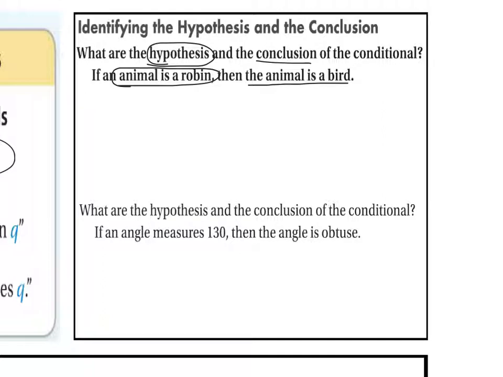The second one: what are the hypothesis and conclusion of this conditional? If an angle measures 130 degrees, then the angle is obtuse. Again, I'm going to circle the hypothesis and underline the conclusion. The hypothesis here is that an angle measures 130 degrees. A hypothesis again is the part that follows the word if. The conclusion follows the word then, which means that the angle is obtuse. So, being able to identify the hypothesis and the conclusion.